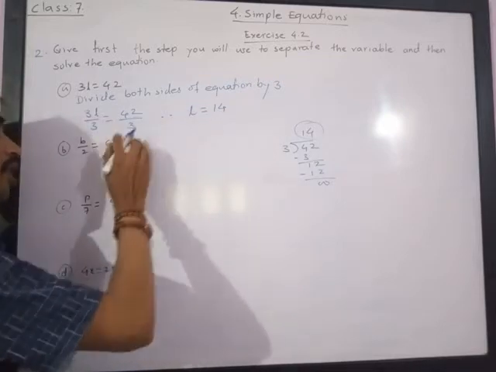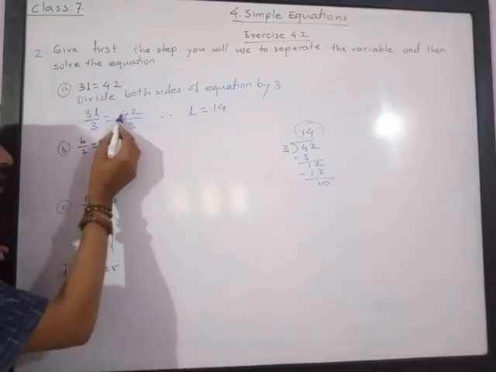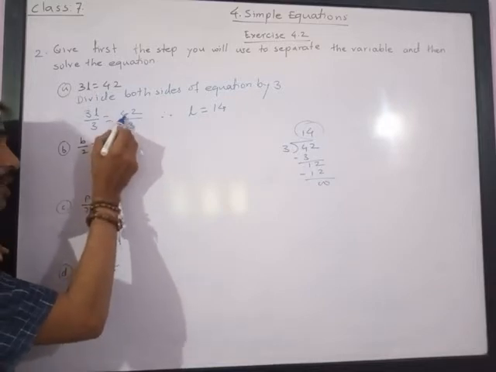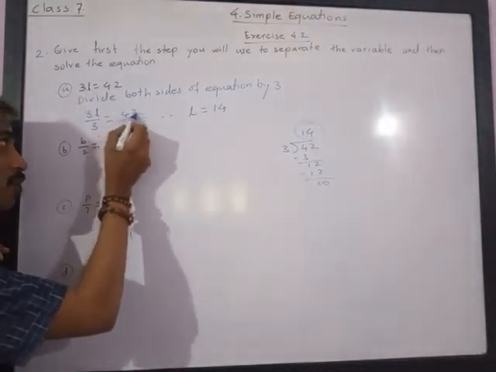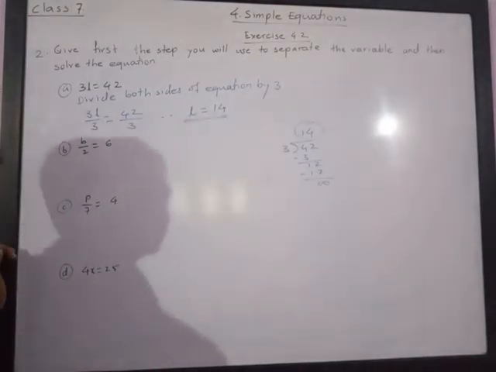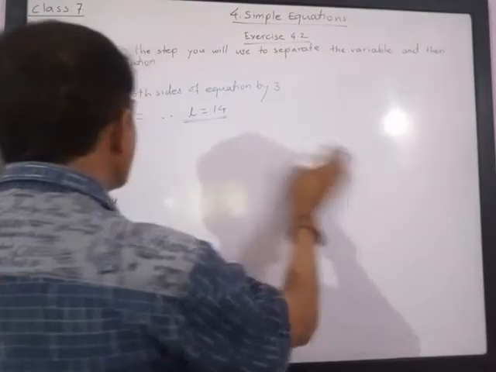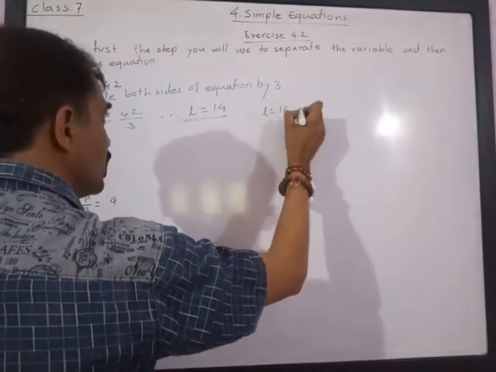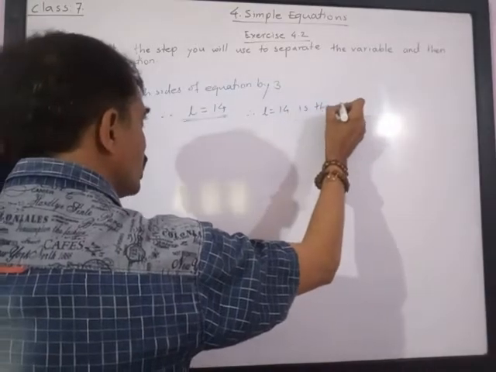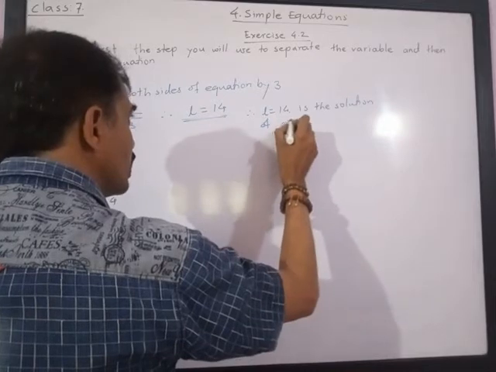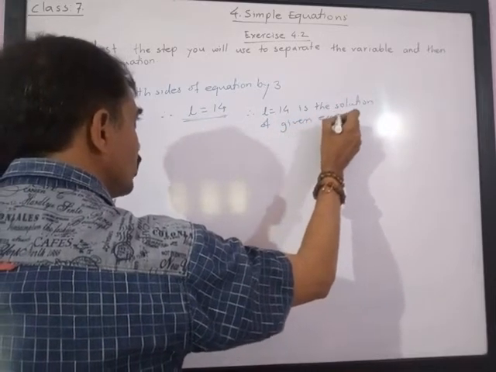You can do the operation here itself. Divide by 3. 4 divided by 3 is 1. Remainder is 1. 1 and 2 becomes 12. 3 4s are 12. So the answer is L is equal to 14. Thus L is equal to 14 is the solution of the given equation.